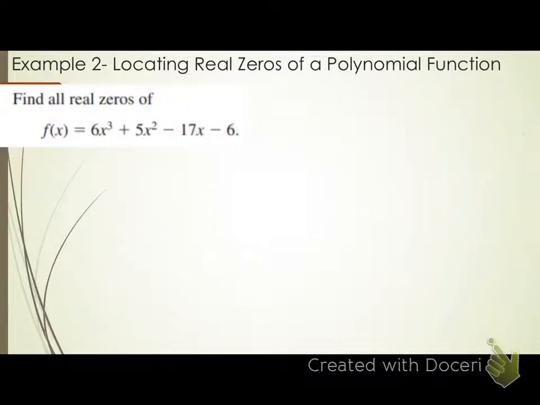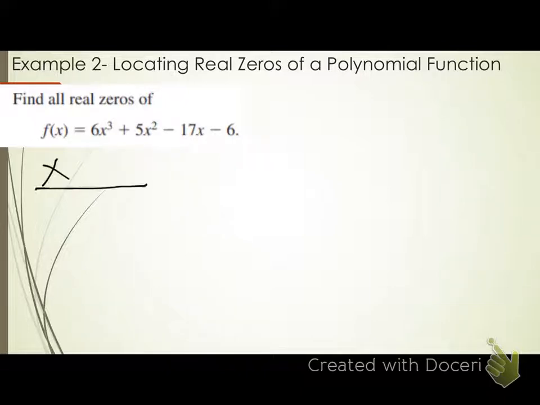So let's look at an example. It says find all real zeros of f of x equals 6x cubed plus 5x squared minus 17x minus 6. So the first thing I'm going to do is start plugging x values in to see if I can get a negative value and a positive value to pop out in my y value column.